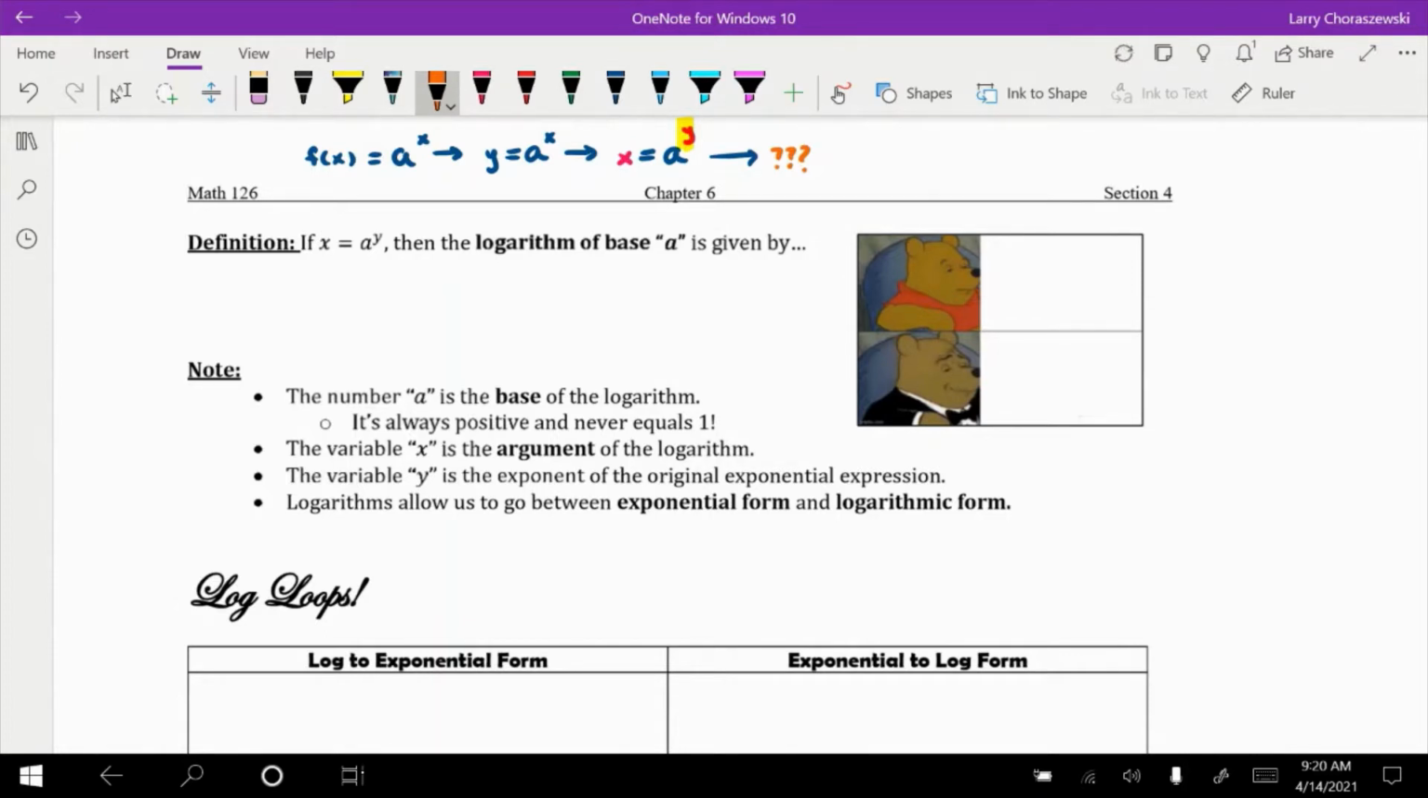Well, it took some ingenuity, and I believe it was a Scottish mathematician that laid out the foundation for this all. To get this out of the exponent, he devised a way of rewriting the equation. And rewriting the equation is basically how we do this, how we get the variable out of the exponent. And what we use to rewrite the equation is what's called a logarithm of base a. So it says here, if x equals a to the power of y, then the logarithm of base a is given by, let's write log.